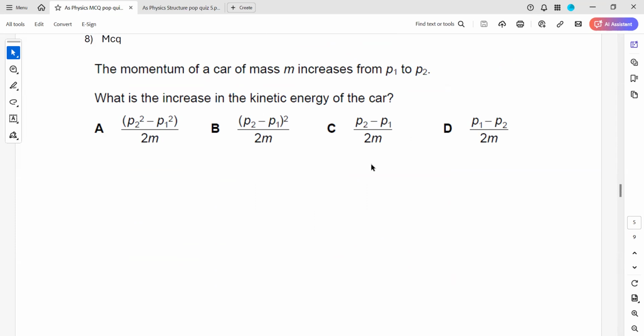First, we'll try to write a formula, the relation between the kinetic energy and the momentum. Look, the formula for the kinetic energy Ek is equal to half mv squared. This is the formula for the kinetic energy.